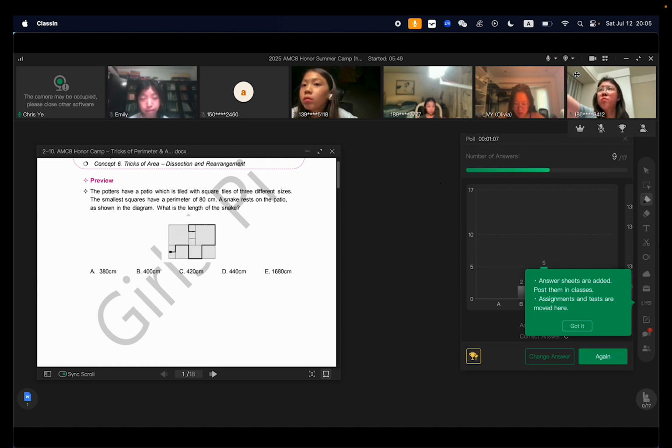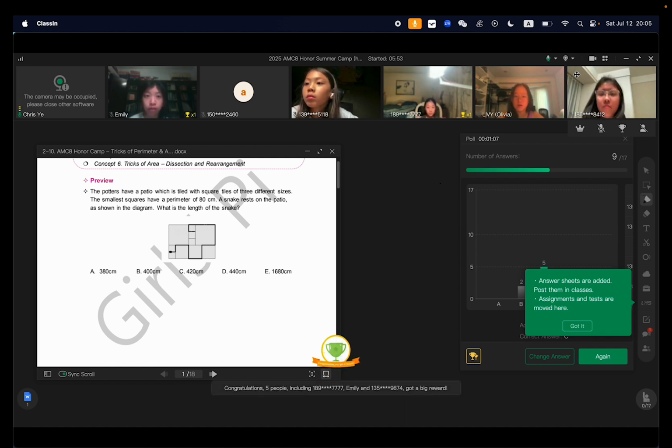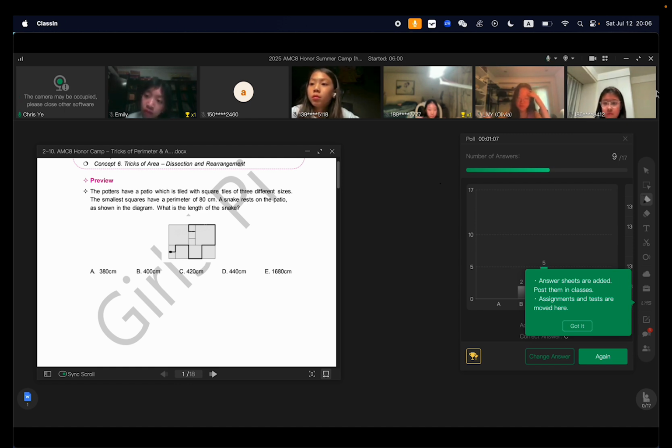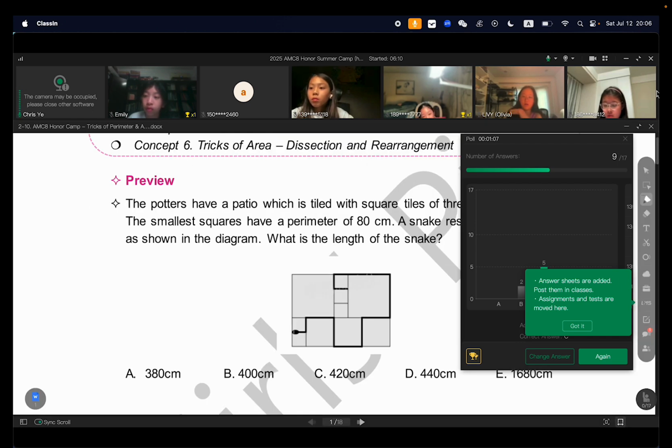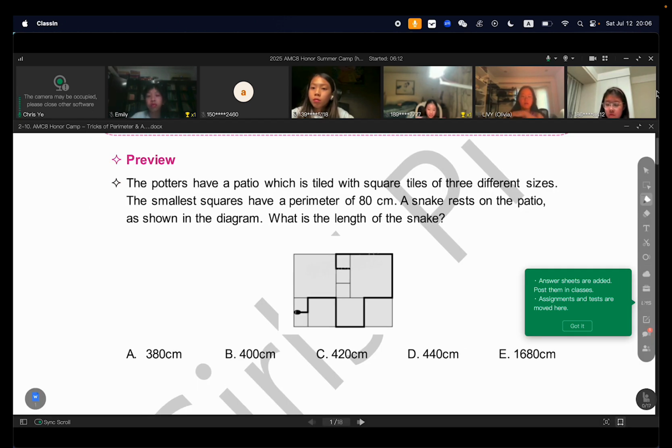Okay. So it looks like most of you were able to get it correct. Does anyone want to come up and explain it for everyone? If not, I'll explain it. This one is a pretty simple question, but it requires a little bit of calculation. Everyone knows what a perimeter is, right? It's basically just the sum of the side lengths of a polygon.